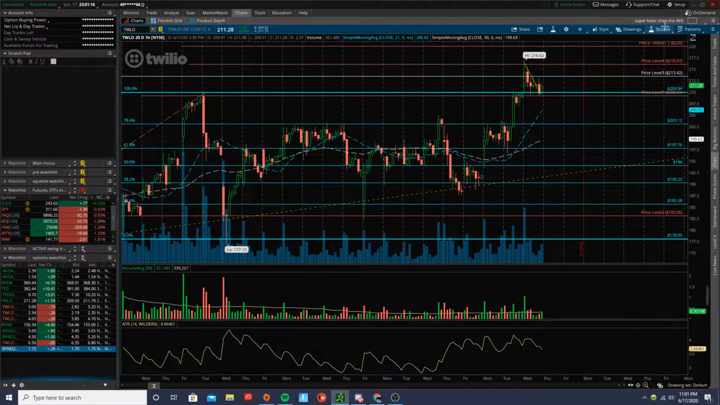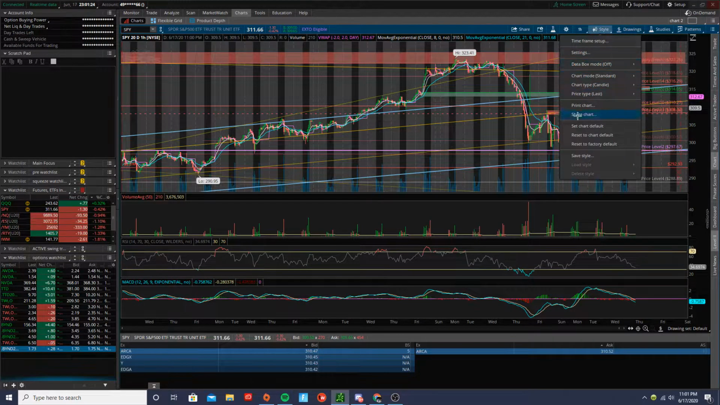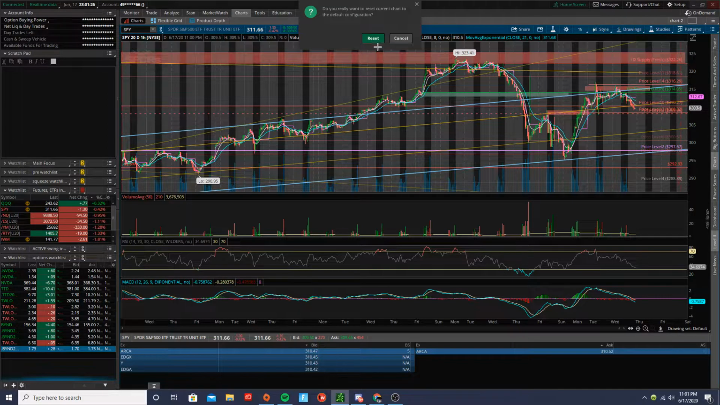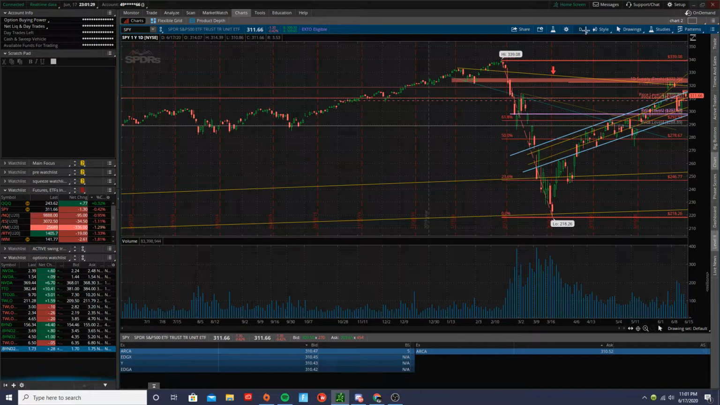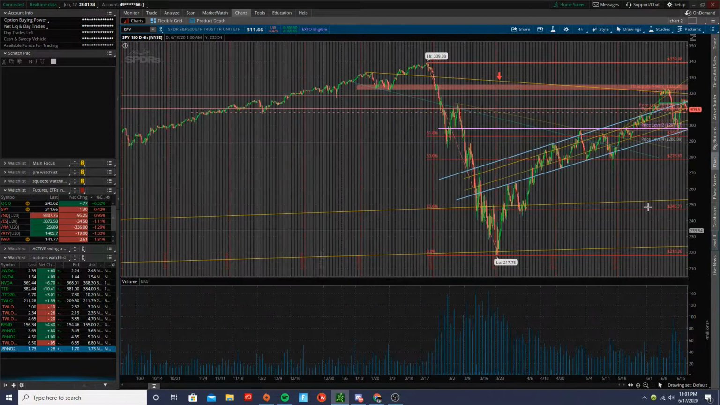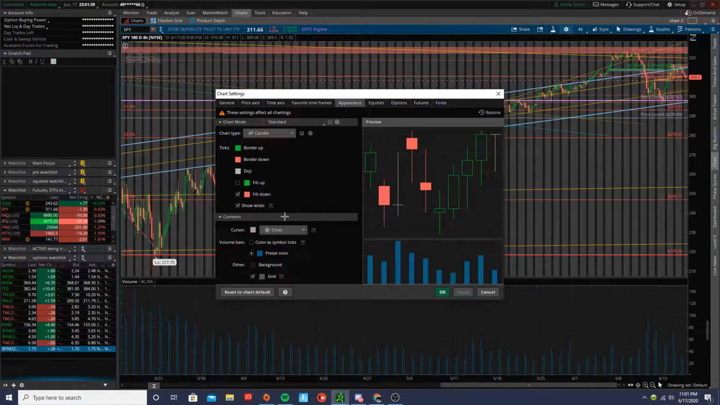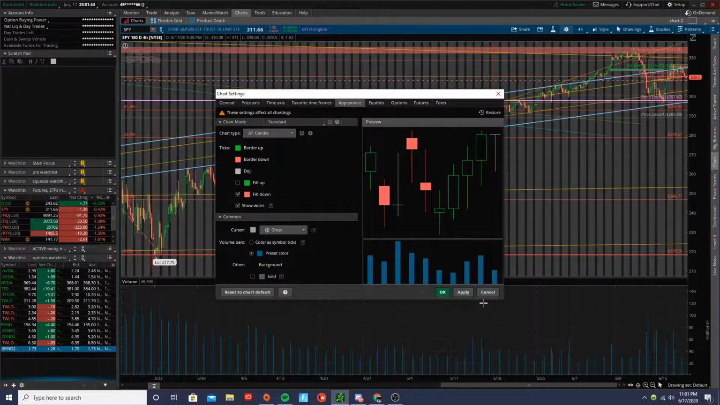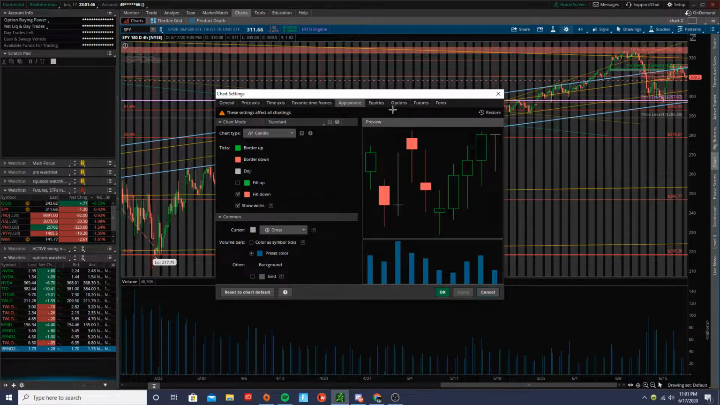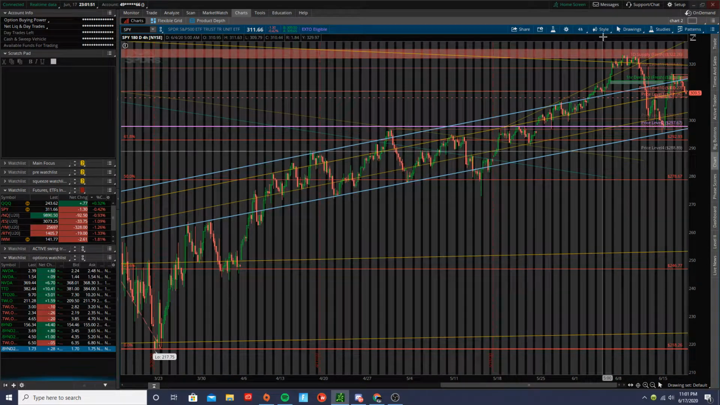Now my main chart, if I pull up style, reset to chart default. Okay. So this is what a default chart will look like. Just like this. First thing I'm going to do is I'm going to go in here, go to appearance, turn this black, and I'm going to remove the grid. Just like that. I'm going to go to equities. I'm going to remove volume subgraph because we're going to be adding our own.